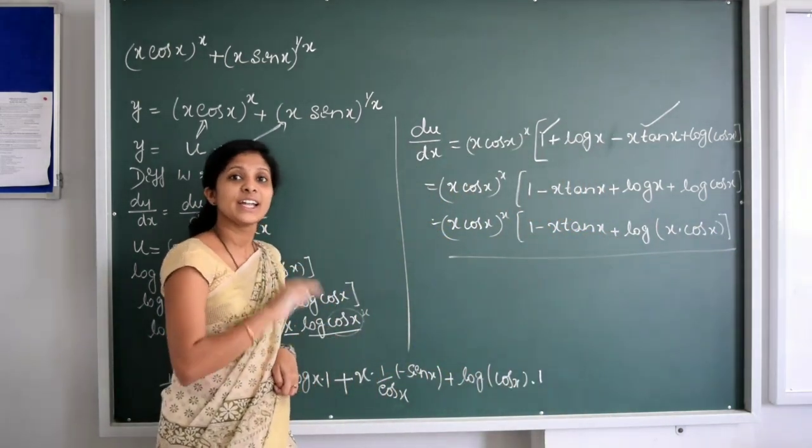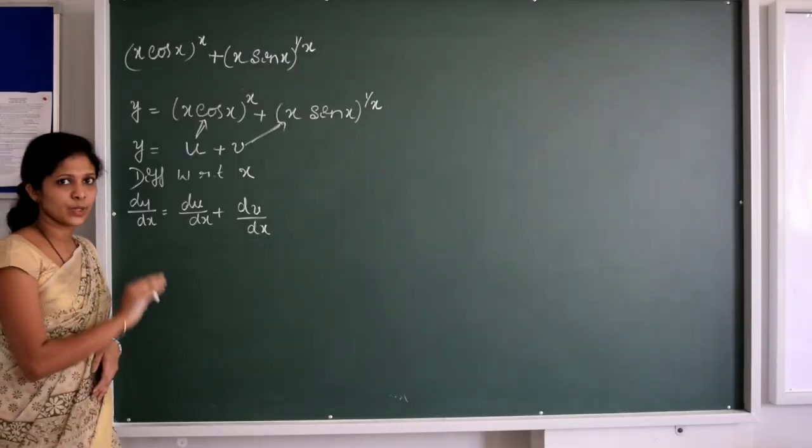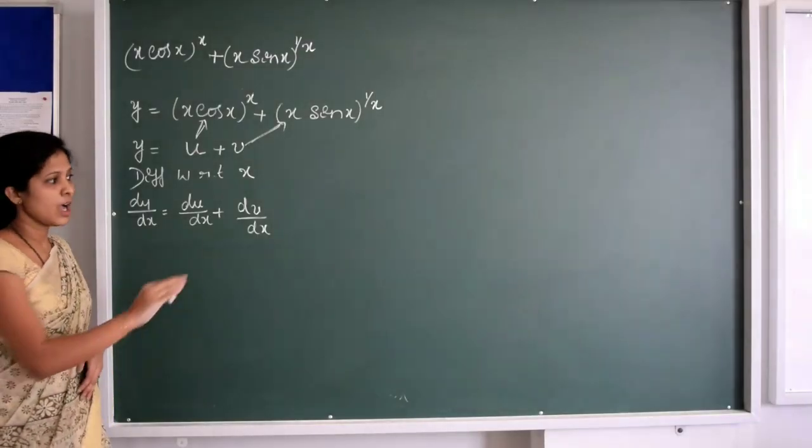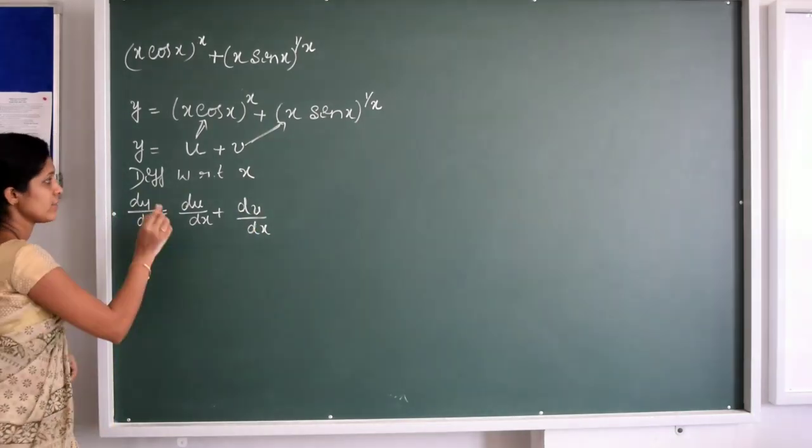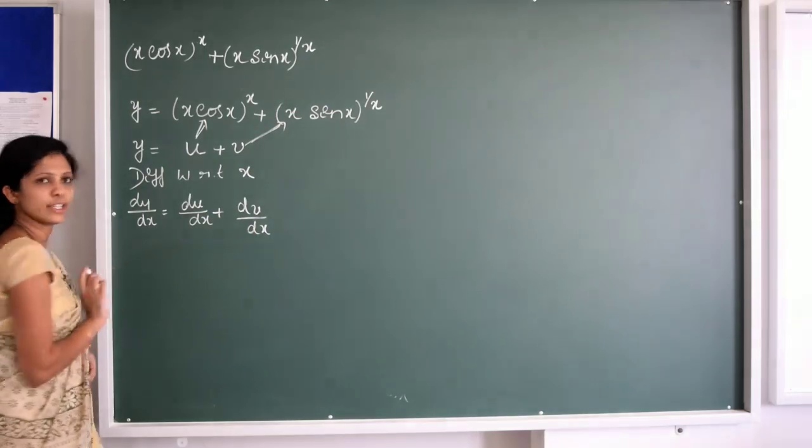Now you have to find dv by dx. Just write down everything, otherwise it will be difficult for you. I hope you have written till du by dx. Now we will see dv by dx. We got only du by dx. Now you have to find dv by dx, right?